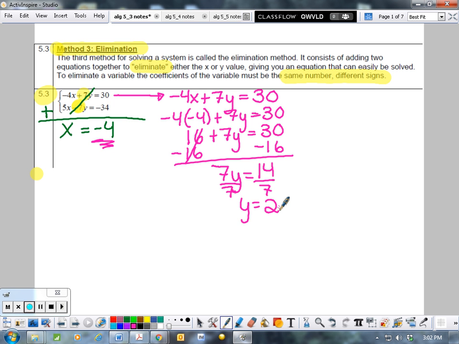Now keep in mind, these are two lines intersecting, so my answer should represent where these two lines intersect. And so it is a point with the coordinates x, comma, y. And there is our solution. So let's take a look at another.